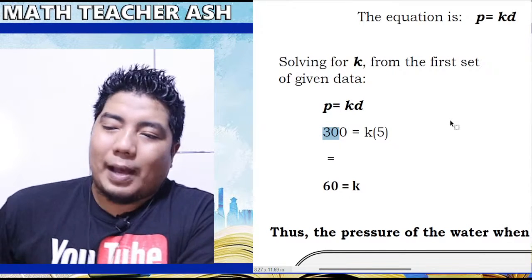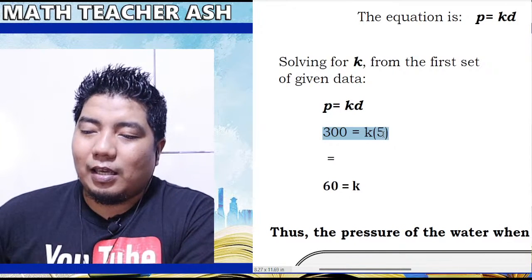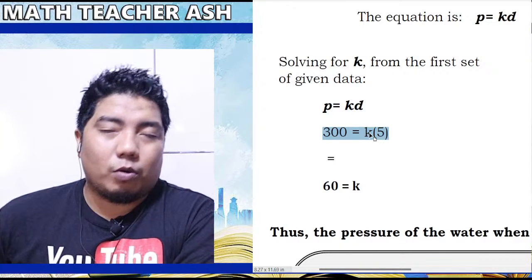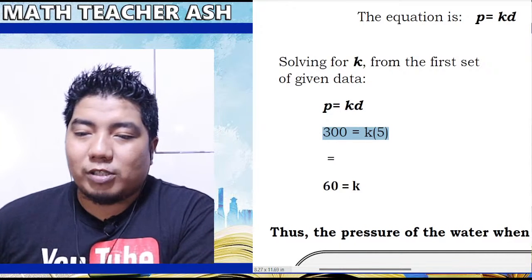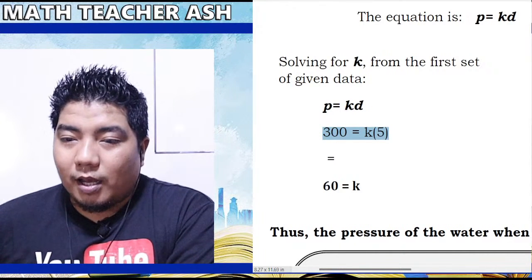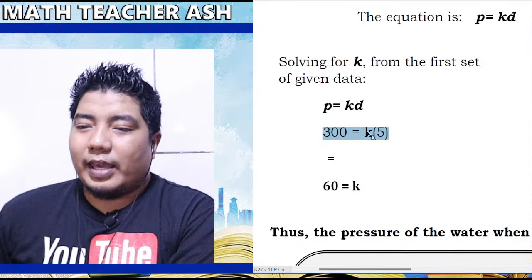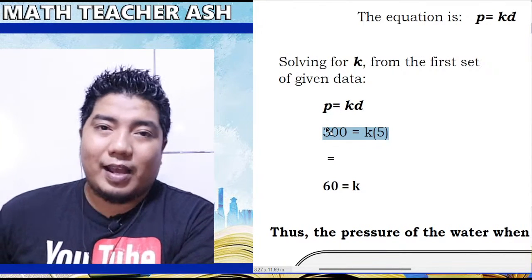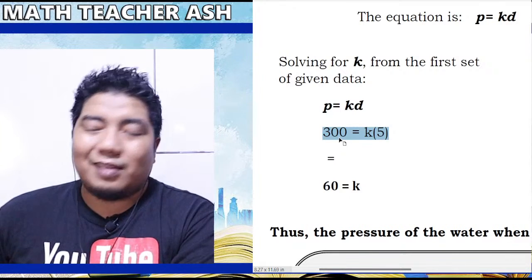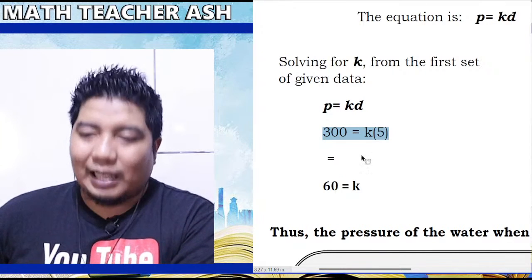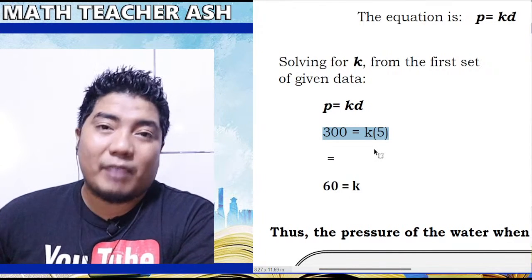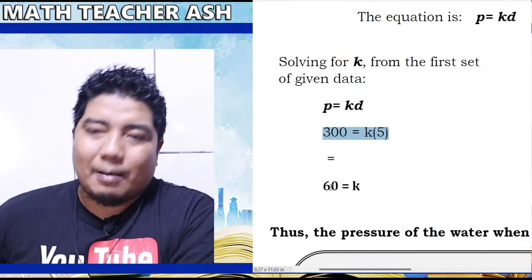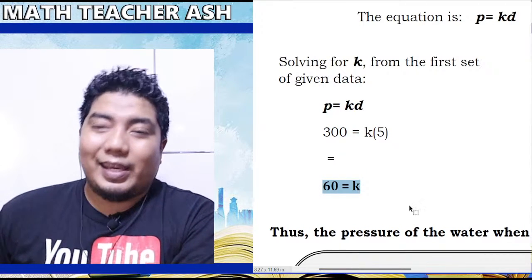So, paano ba natin itanggal si 5 dito para K na lang maiwan? Okay, we will divide both sides by 5. So, 5K divided by 5, 300 divided by 5. So, 300 divided by 5 is 60. And then, yung 5K divided by 5, cancel yung 5. So, K na lang matitira. Therefore, your K is 60.